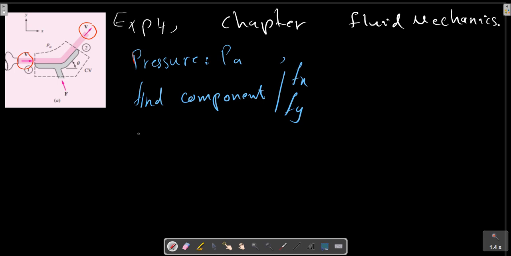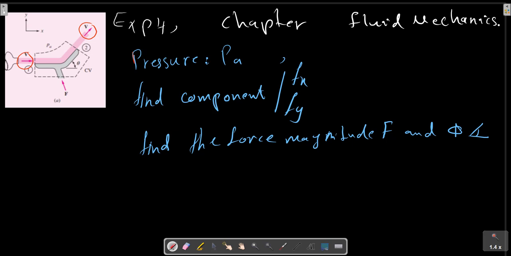At first, let us find the force magnitude F and phi with the horizontal. So at first we are going to sketch the vectors of the linear momentum.